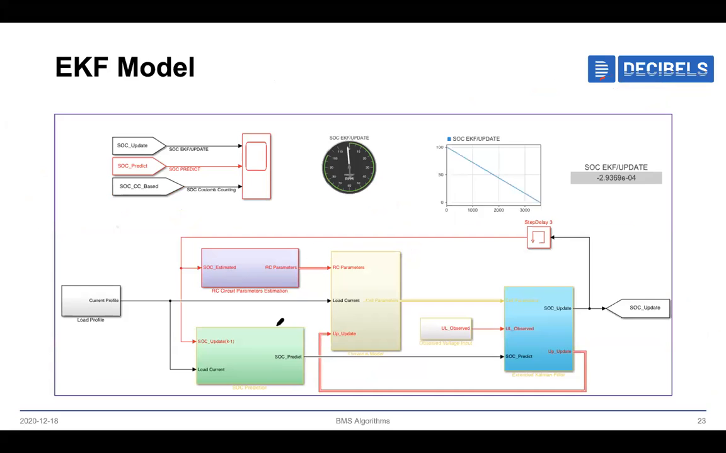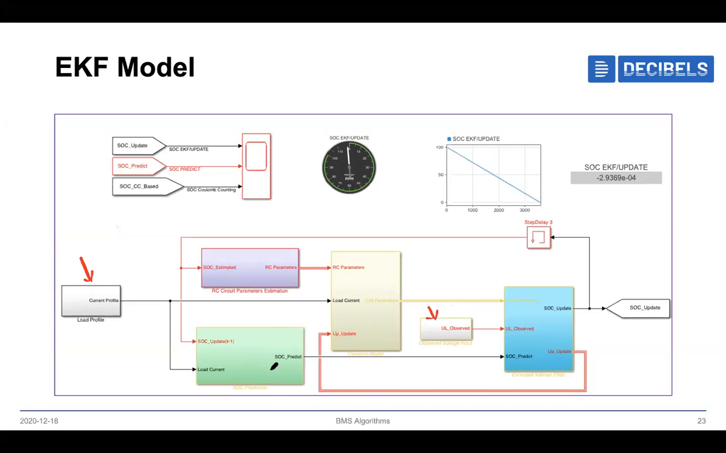And this is the model which I have developed for estimating the state of charge using the extended Kalman filter. So as I told you here, we need data: one is the current data and the other is the voltage data. So here I'm giving, this is the input current profile, and this is the voltage that is measured.